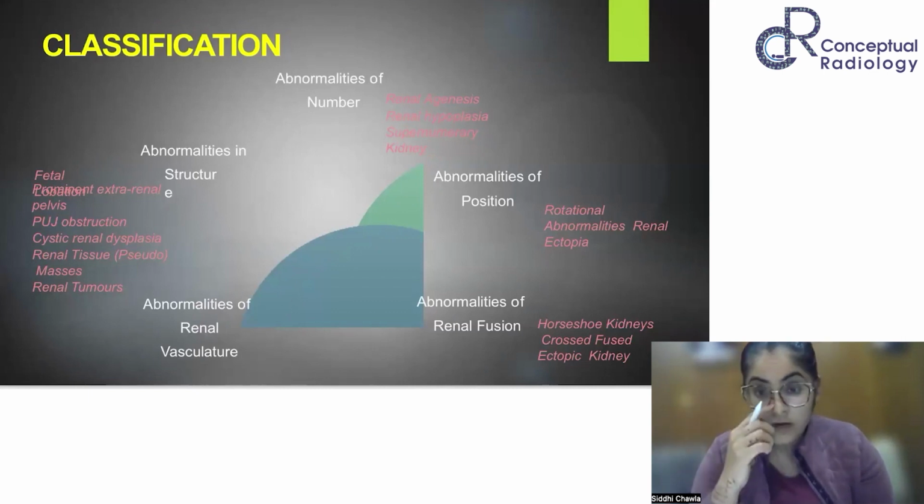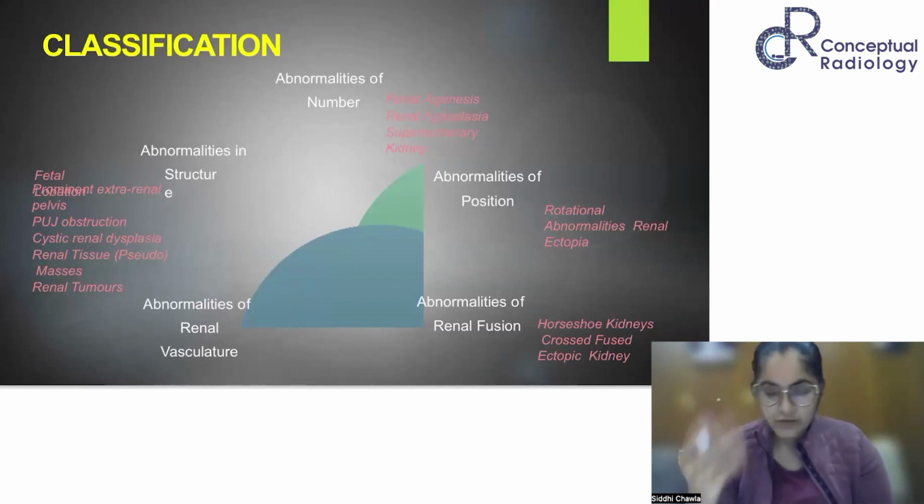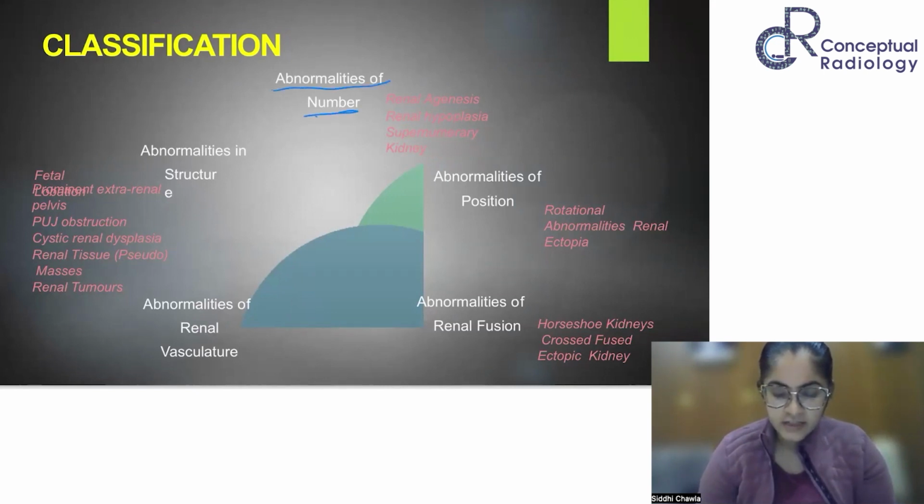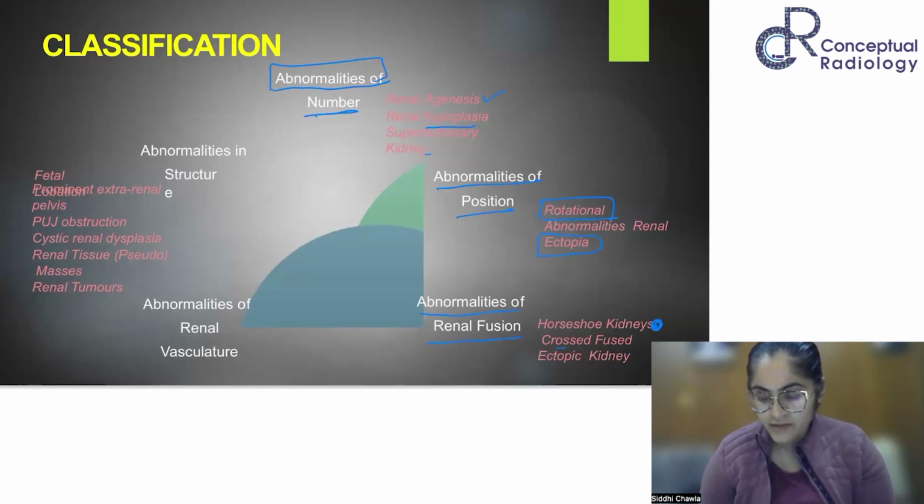Once we come to the classification, what do we read about? We have to read about the abnormalities in the number of kidneys, which can include renal agenesis, renal hyperplasia, and supernumerary kidneys. Then there can be abnormalities in the position of the kidneys, where there can be rotational anomalies as well as renal ectopias. Then we have to read about the abnormalities in renal fusion. As I have discussed, the horseshoe kidney, then there can be a variety of cross-fused ectopic kidneys.